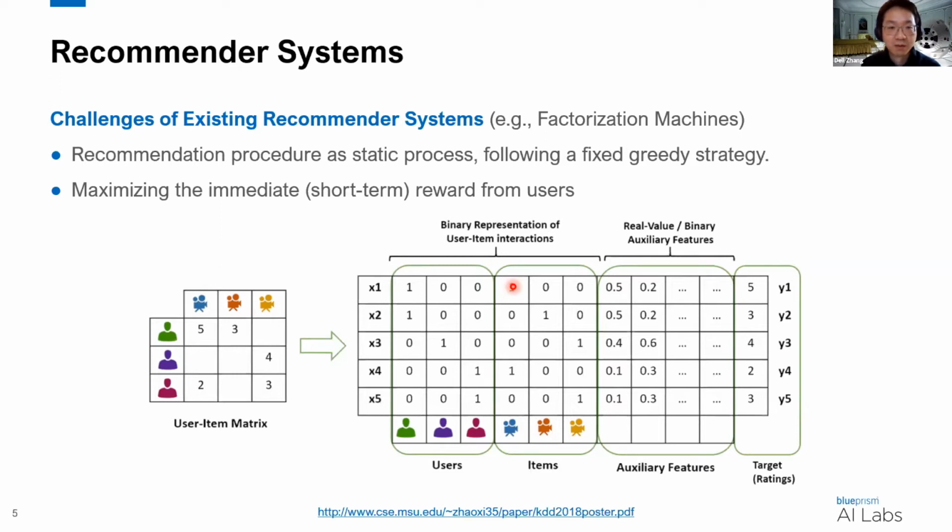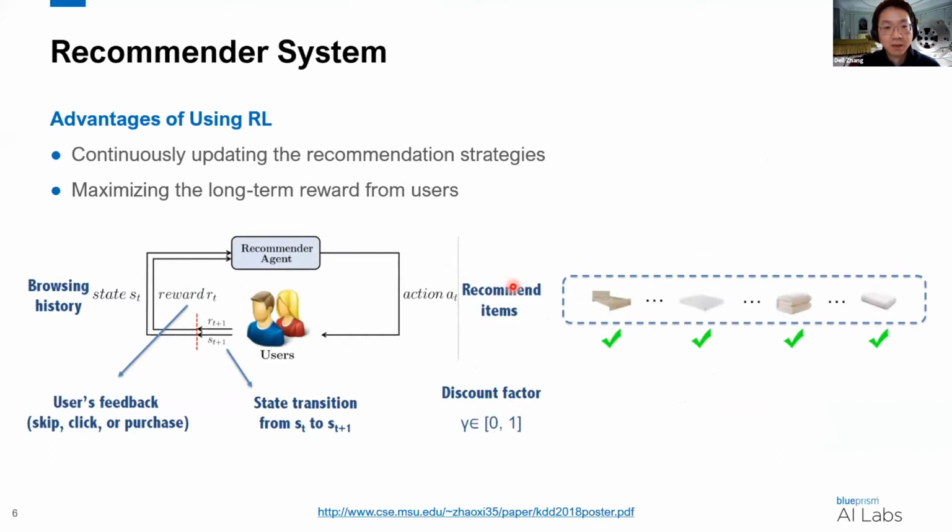But all these existing recommender systems view the recommendation process as a static process. Usually they follow some greedy strategy to just try to maximize the immediate reward from users. For example, try to make recommendations so that the users would click on that recommendation. So one particular objective is to maximize the click-through rate in recommender systems. And this is just the immediate short-term reward. So if we want to go beyond that to maximize the long-term reward for users and also continuously update the recommendation strategies to address the dynamic changes of users' interest, it would be beneficial to make use of reinforcement learning.